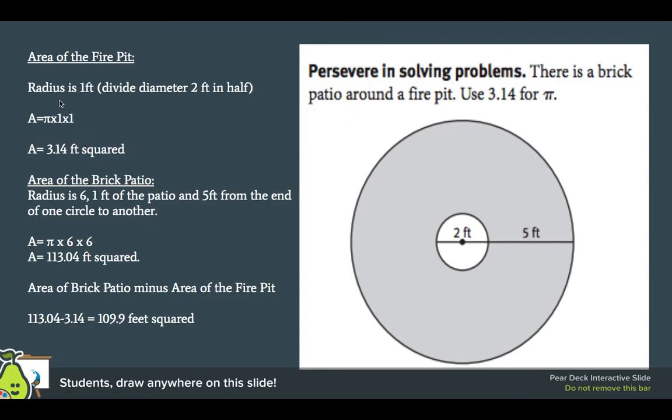The area of the fire pit, the radius is 1 because this entire thing across is 2. So just half of that is going to be 1. So we would have pi times 1 times 1, which is going to give us 3.14 feet squared.